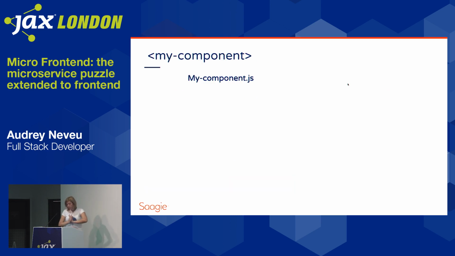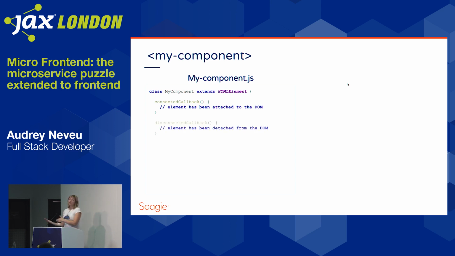So how do we declare our own component? Pretty simple. You're going to create a JavaScript class, and this class is going to extend HTMLElement. Once you've done that, you have access to an API to manage the lifecycle of your component, and you're going to have 3 main methods that you are going to deal with. The first one, the connectedCallback, is called every time the element is attached to the DOM. The second one, the disconnectedCallback, is used every time the element is detached from the DOM.